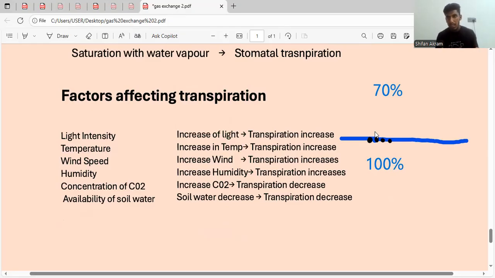So that's about transpiration. Now let us take a look at the two life cycles. First one is the Pogonatum, and then we have Selaginella.